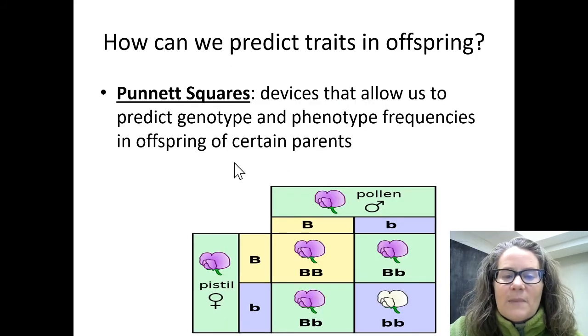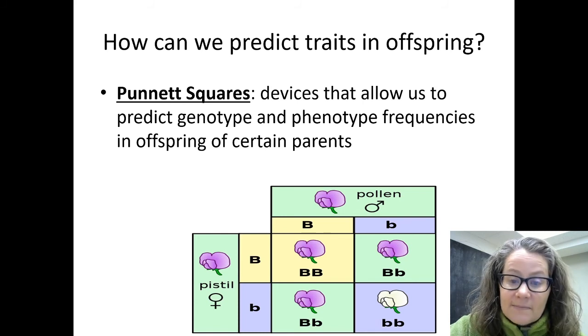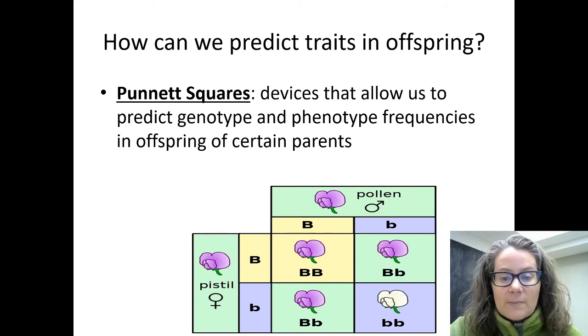So working beyond Mendel, there are a few devices that help us track inheritance. One of those is called a Punnett square. These are devices that allow us to predict genotype and phenotype frequencies in offspring given the parents. So kind of doing what Mendel did before. In these Punnett squares, we place the parents on the outside of the box, and the offspring potentials are in the inside boxes.